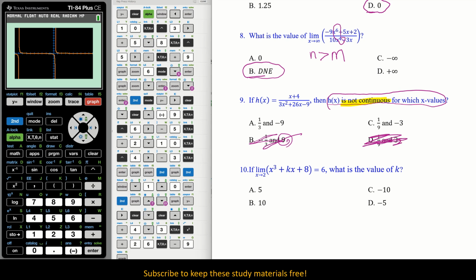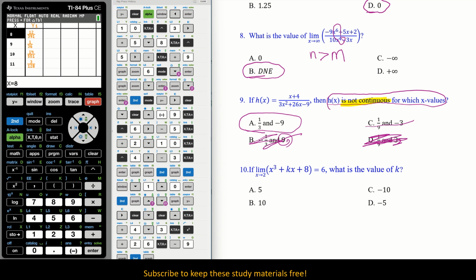Okay. I really don't think -3 would be right here. 1, 2, 3. That's not discontinuous, it's continuous. Okay. We're looking for not continuous. So I would say A would be the choice. But the best way to really verify this is go to your table.